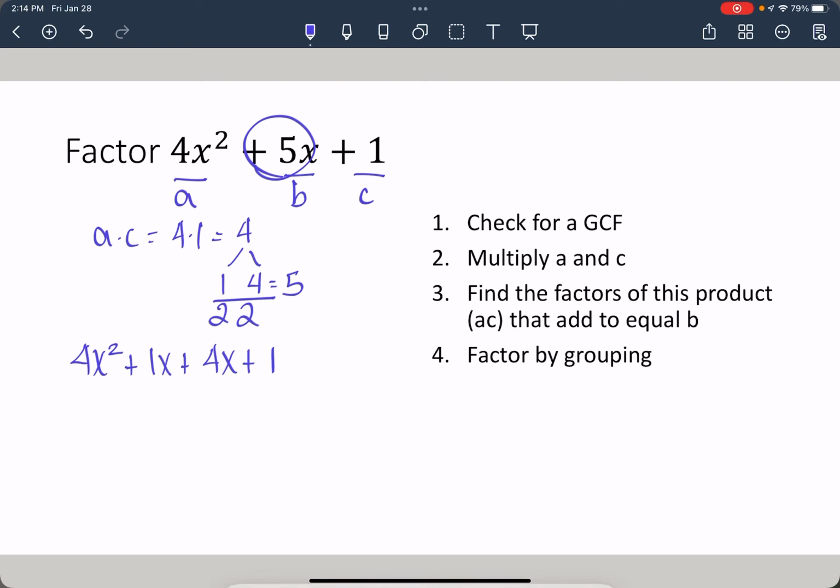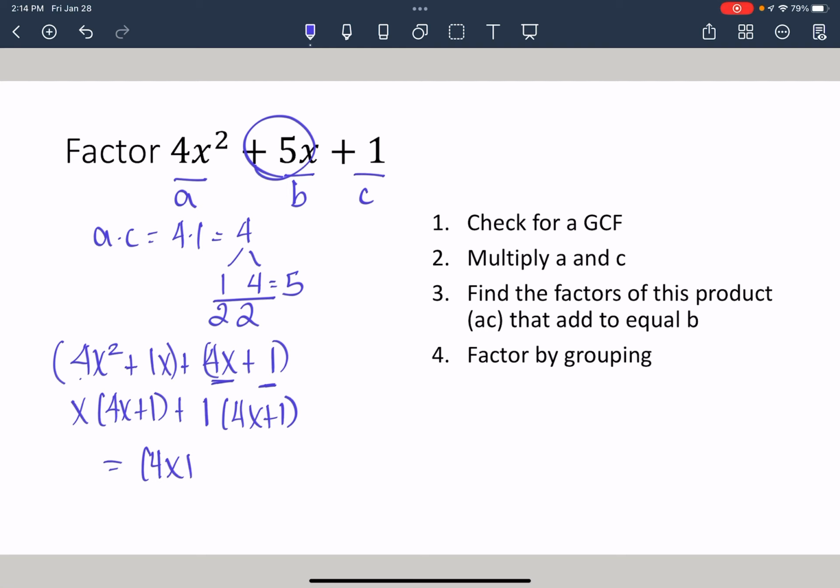If I write out my factors, 4x squared and 1x have a common factor of x. So this is x times 4x plus 1. Plus, here they have no common factor. If they don't have a common factor, you just factor out a 1. So that's going to be 1 times 4x plus 1. When I finally write my factors, I have this factor of 4x plus 1 times whatever's left, which is x plus 1.